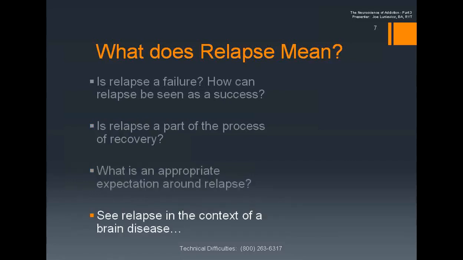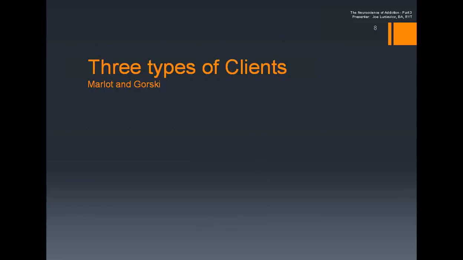We want to see relapse in the context of a brain disease, remembering that the influencing factors for severity are biopsychosocial and include things like the drug itself, its addictive properties, how long it's been used, how much, the genetics of the individual and their family history around substance use and around dependency, and of course the environment that they're living in. All these things, as we've talked about in the previous webinars, are going to influence severity.